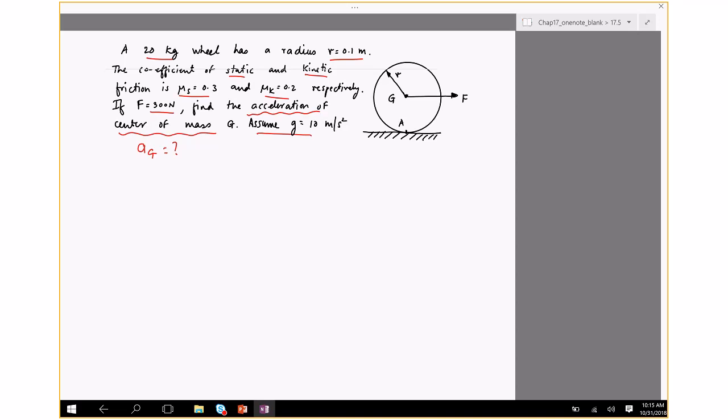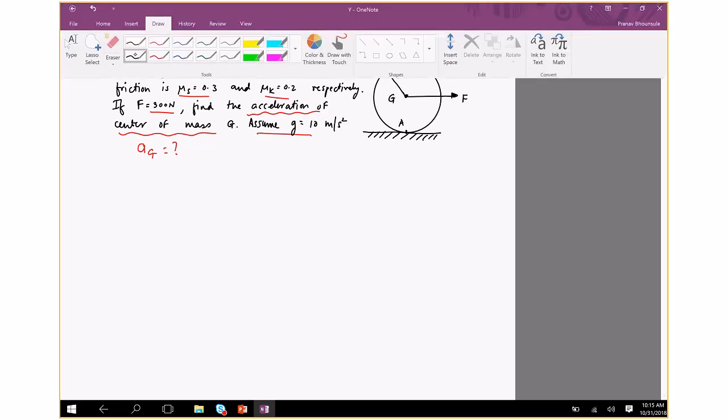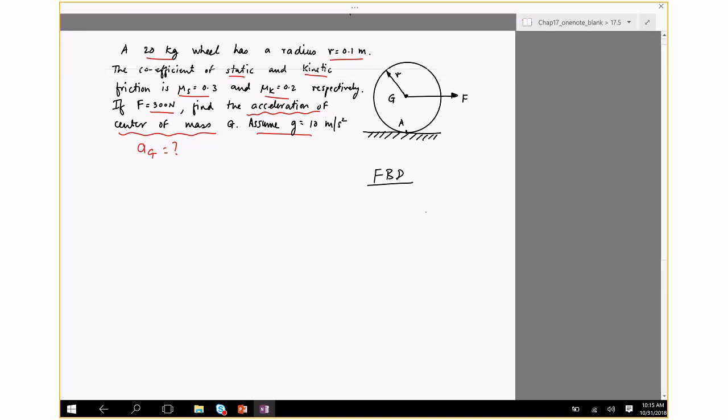So first thing I'll do is draw a free body diagram, and show all the forces. Mg, N, F. The friction force will act in a way so that it's preventing movement, so let's call F_F to be the friction force.